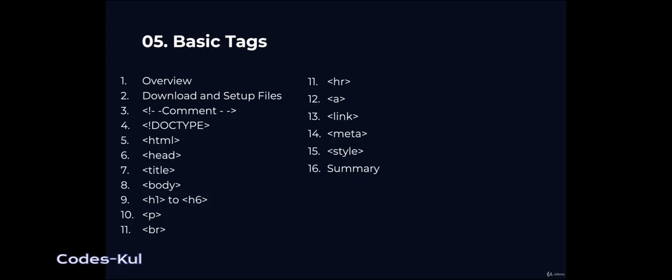We're going to talk about how to comment out code. Then we'll talk about the doc type, HTML, head, title, body, H1 to H6, paragraph, break, HR, anchor tag, link, meta, style, and then we'll follow up with a summary.